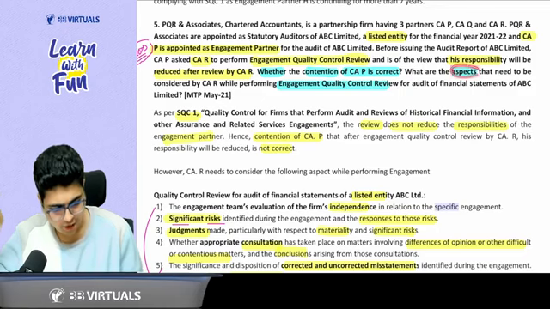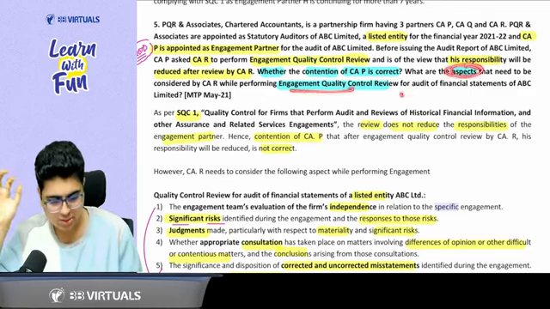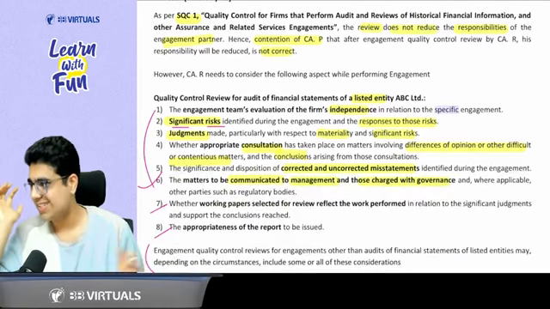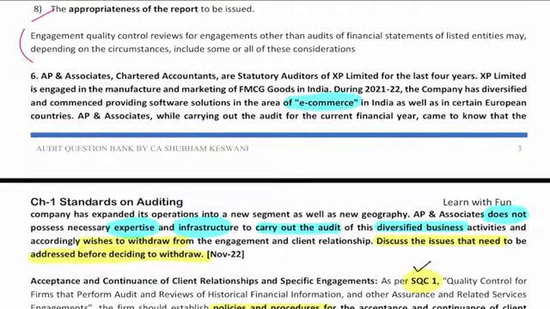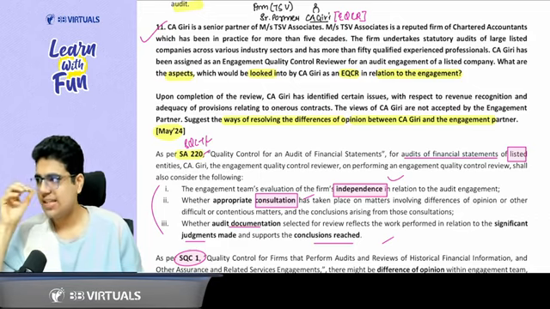Second point, what are the aspects of EQCR that the EQCR will consider? So the aspects point is right. Let's revise it again. One more opportunity of revision. Independence. If no independence, significant risk. Significant matter of judgment. Risk can lead to misstatement. Got it, sir? Then consultation and communication with management and TCWG. Last 2 points, just read working paper of significant judgment and conclusion and appropriateness of the report. Easy peasy, easy, sir.